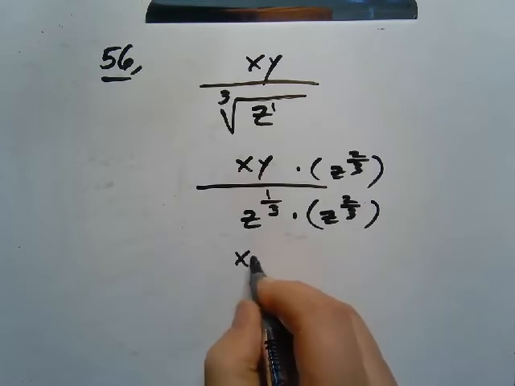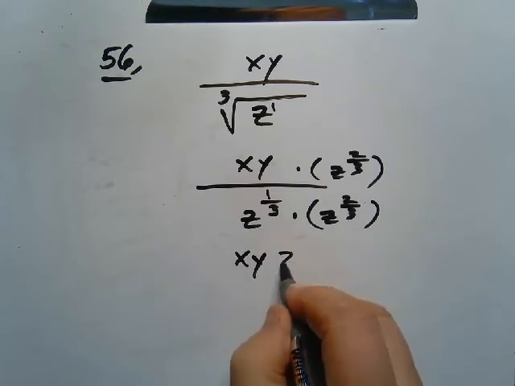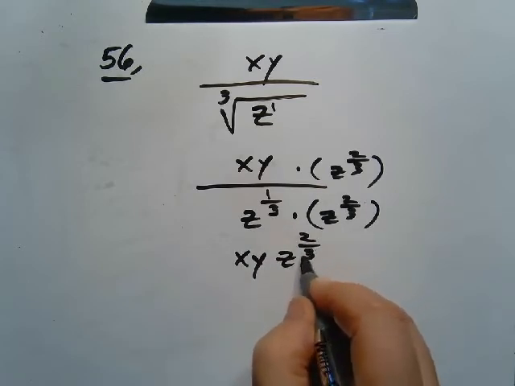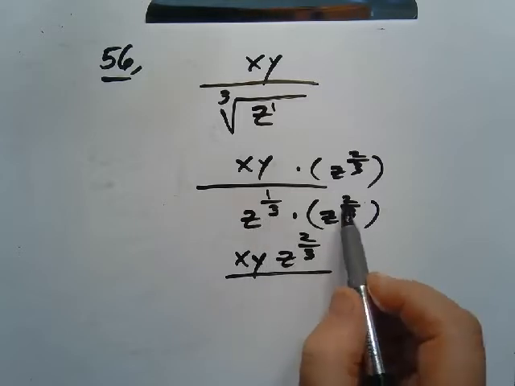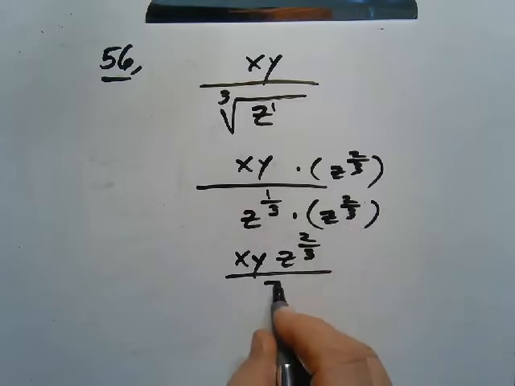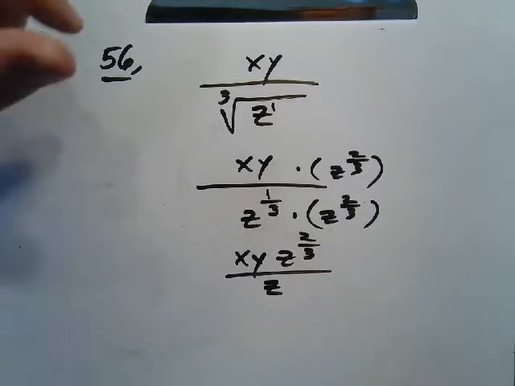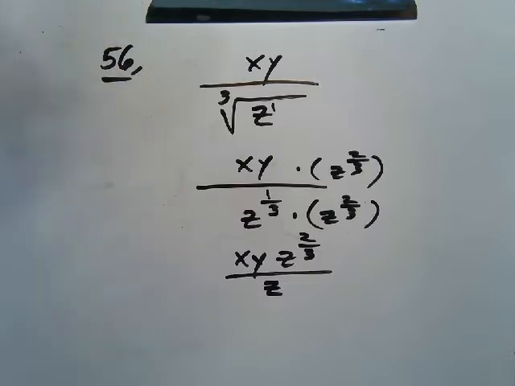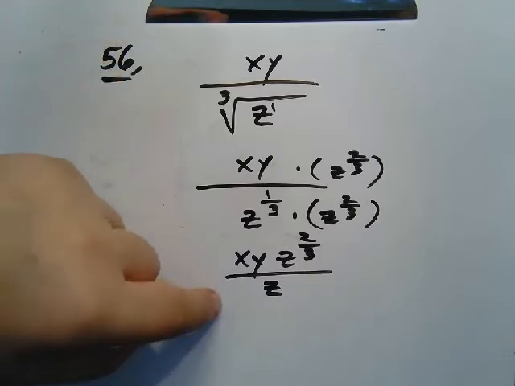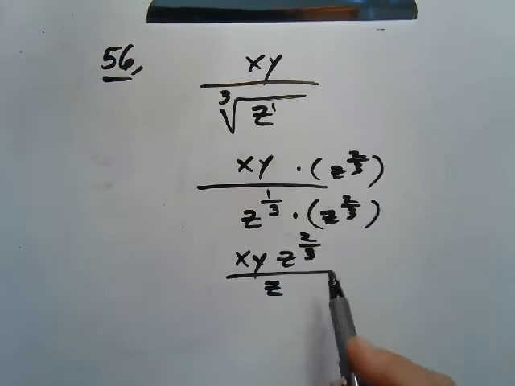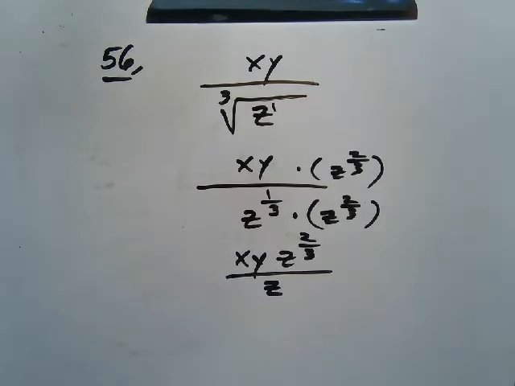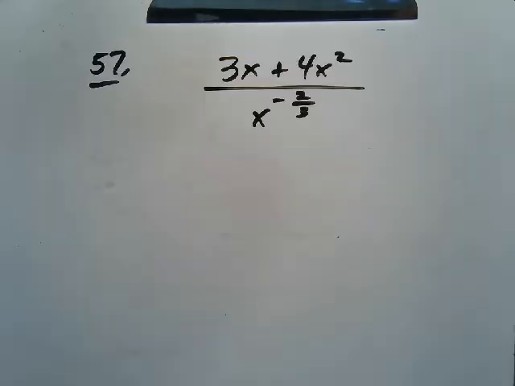So my answer is going to be xy z to the 2/3 all over z to the 3/3, z to the 1, or just z. Now, looks like the original problem is more complicated, or the answer is more complicated than the original problem, but at least we don't have a radical in the denominator here. All right, one more problem in this section.